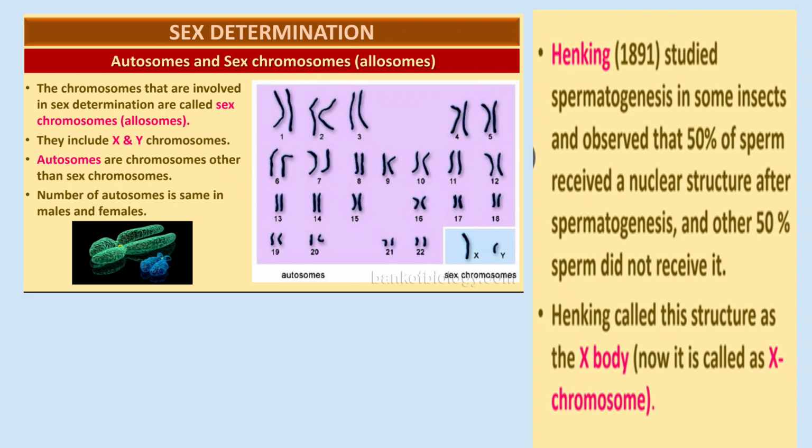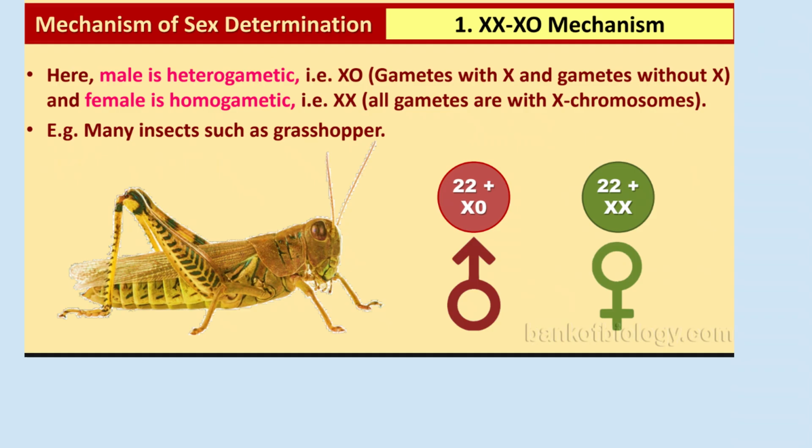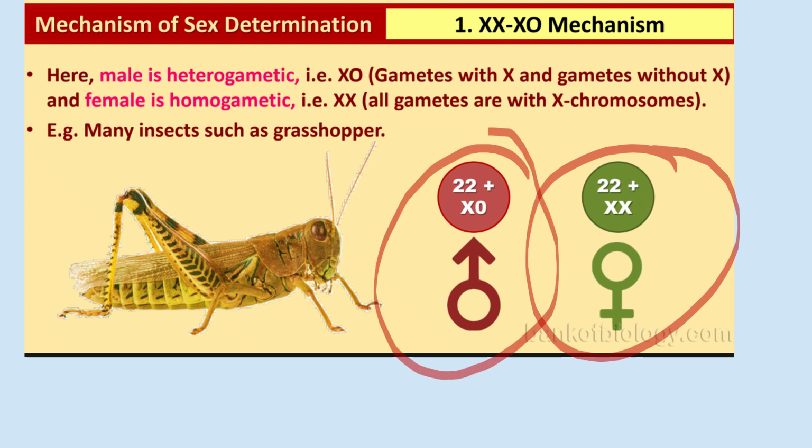Correct? Okay. Moving on ahead, the sex determination in case of grasshopper will be the XX and XO mechanism. Female will be XX, as in case of humans also, it will have two X chromosomes, whereas the male will have only one X chromosome, so we call it XO. So male is heterogametic as in humans also, and females are homogametic. Correct?